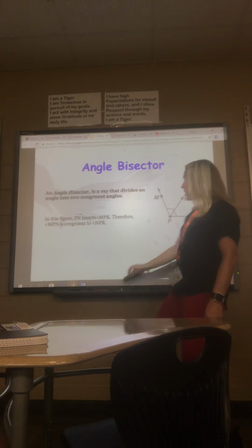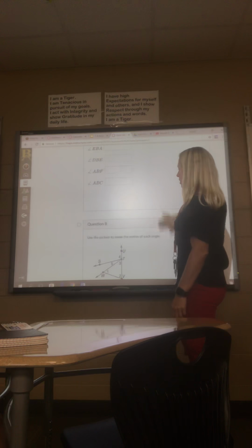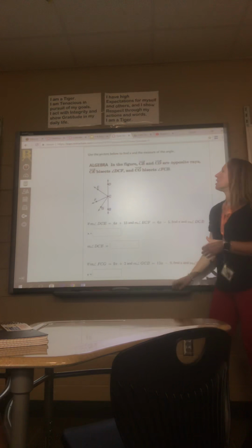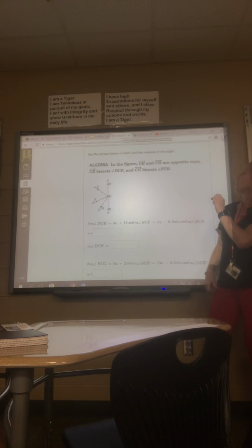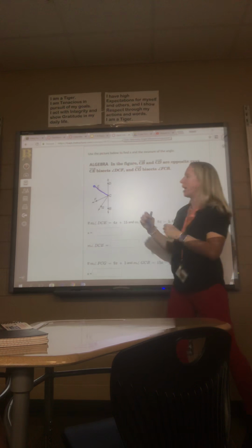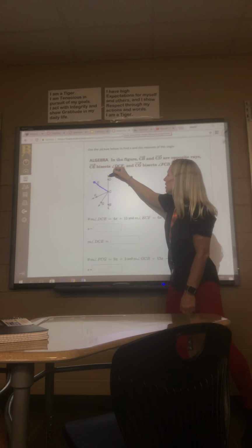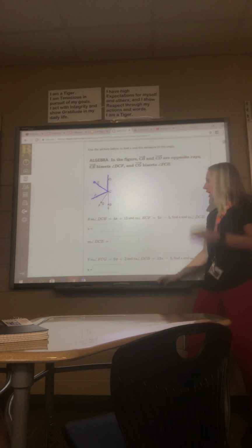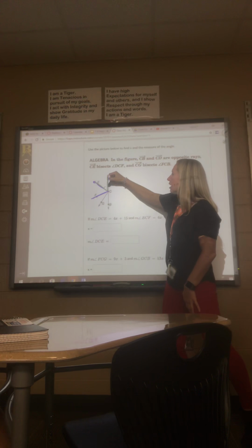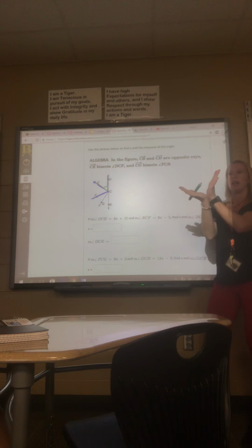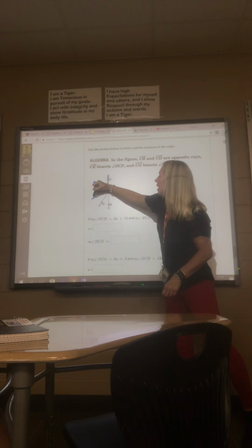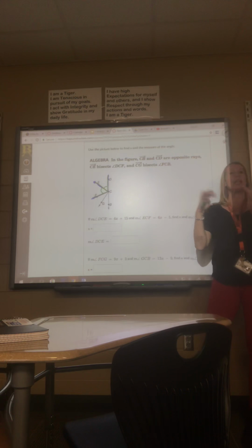So on your very last problem on your assignment, it says the word bisects. It says CB and CD are opposite rays. CE right here bisects, that means it cuts it in half, angle DCF. So if it cuts that angle in half, it's going to make DCE equal to ECF. So I marked them with humps because they equal each other.